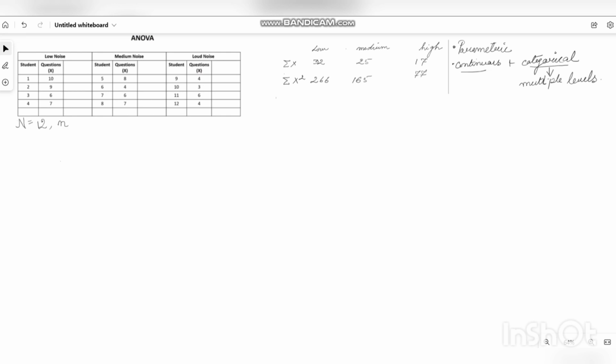Then there is a small n. What is that? That is basically the number of students or number of samples in each category. So over here in each of the categories there are 4 students. So small n is 4. There is k. What is k? K is the number of categories. There are 3 categories. So k is 3. We would need these 3 numbers in order to perform our test or calculations. Let us begin.